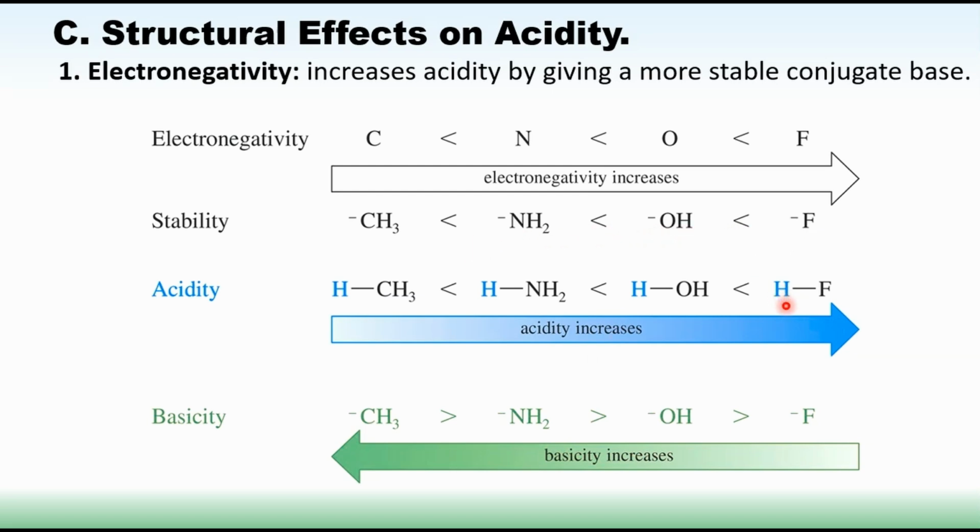See, if HF donates a proton and you get fluoride, fluoride's nice and electronegative, and it's happy to accommodate that negative charge. Alright, if water loses its proton, protonates something, forms hydroxide, that negative charge is residing on the oxygen, and oxygen's fairly electronegative, and it's happy to do that. As we move down the line here, we don't normally think of ammonia as being acidic. You put it in water, it causes hydroxide ion to increase.